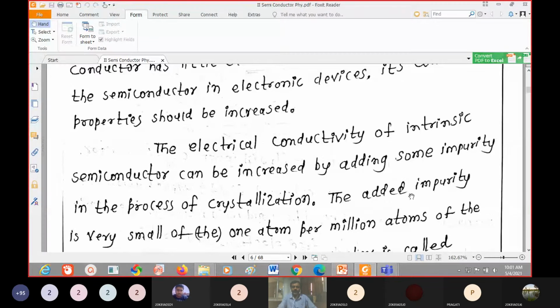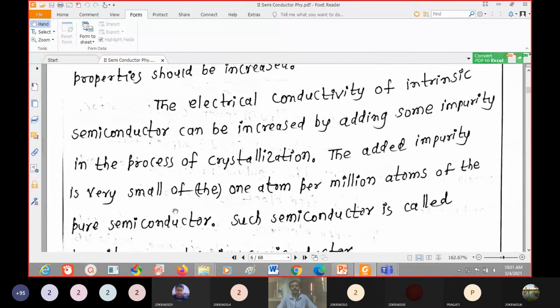The added impurities are very small. The impurities we are doping are some elements. Adding impurities is called doping. That doping is very small. How small? One atom per million atoms.